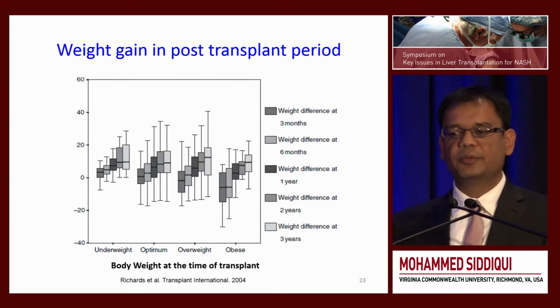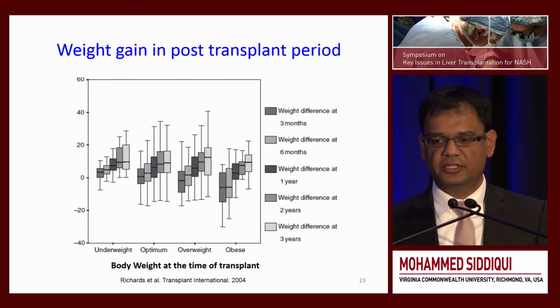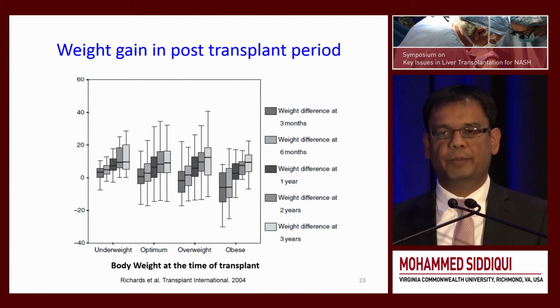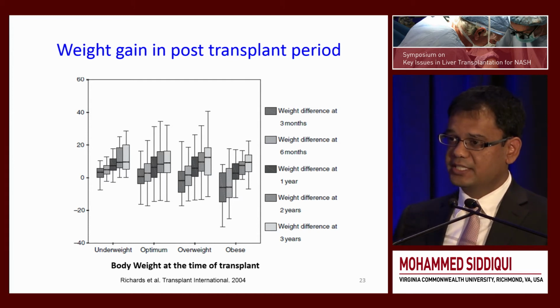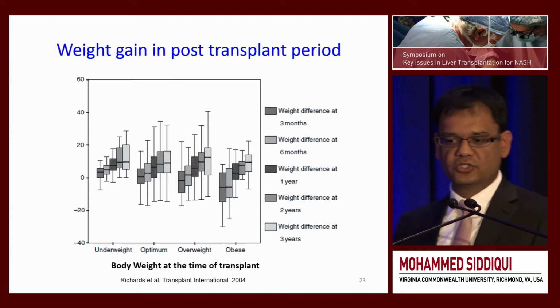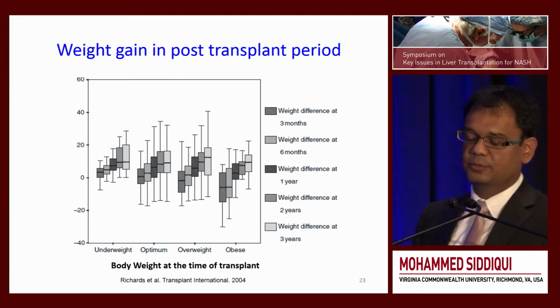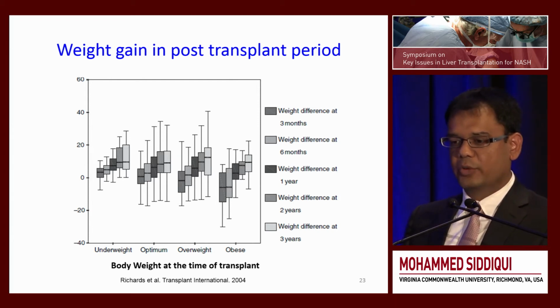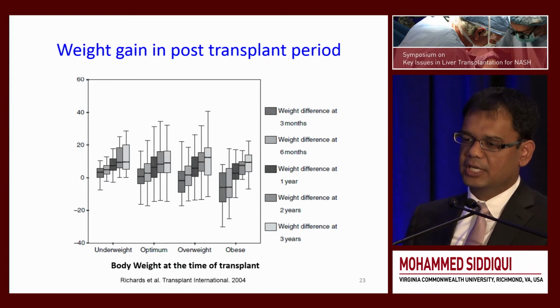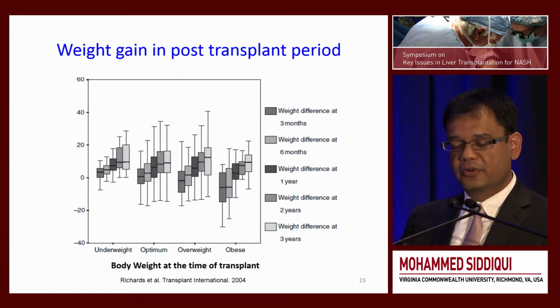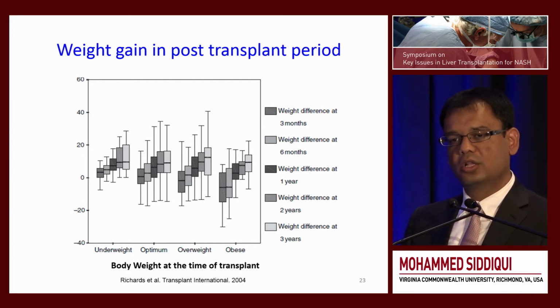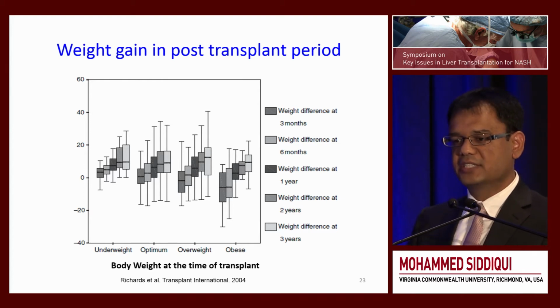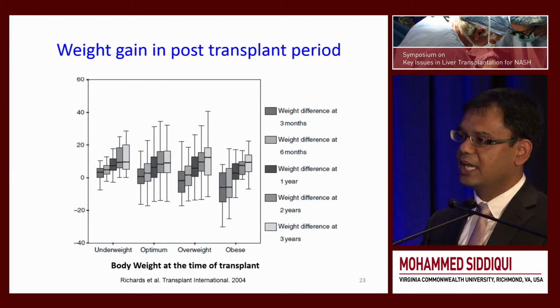This is an interesting study because it illustrates several points. So what it did, it actually stratified patients based on weight categories at the time of transplant. There are 4 categories: patients who were underweight, BMI less than 18.5, optimum weight, BMI of 20 to 25, overweight, BMI of 25 to 30, and then obese, BMI of greater than 30. There's a couple of things that you can see. The first is that there is a time-dependent increased weight gain in all groups, and that weight gain is actually most rapid within the first 2 years after transplantation.